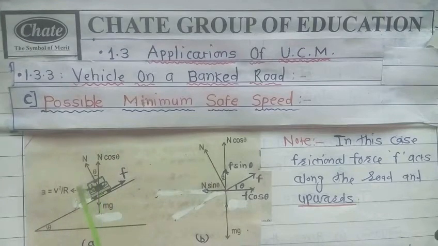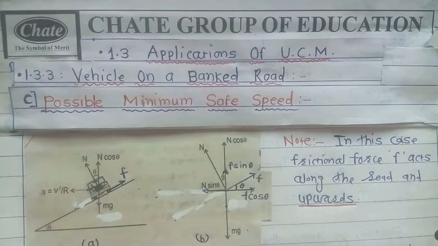This is a vehicle. Now the forces acting on the vehicle are: number one, its weight mg in the downward direction, normal reaction N between road and wheel surface, and the frictional force F which is along the road and upwards. Here note down, this is important, that in this case the frictional force F acts along the road and upward. Why is it so?